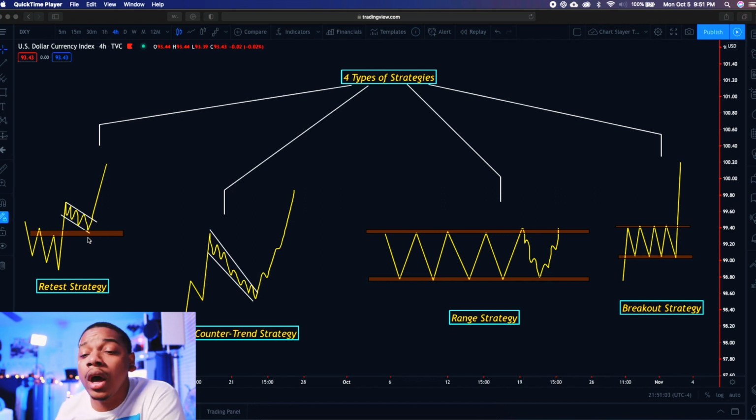Now, what are the pros and cons of the retest strategy? The pro is you get low risk and high reward always. As long as it pans out the way you want it to, you'll always get a low risk and high reward. The con is a lot of people don't know how to trade it, right? A lot of people don't honestly know how to trade the retest strategy. A lot of people get lost when it comes to trading the retest strategy.